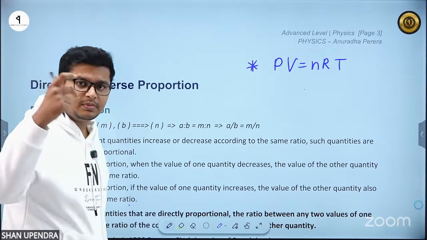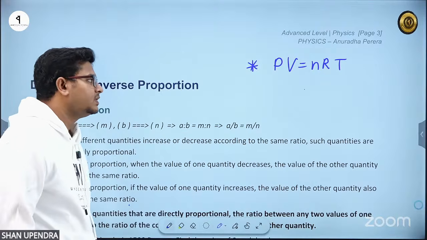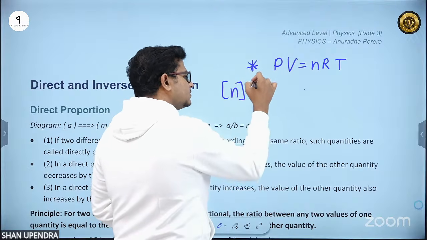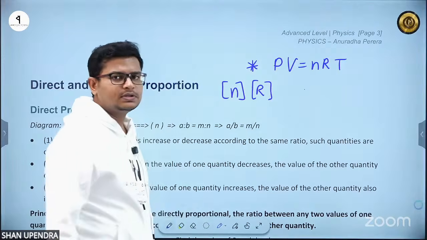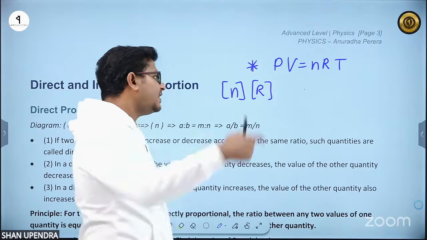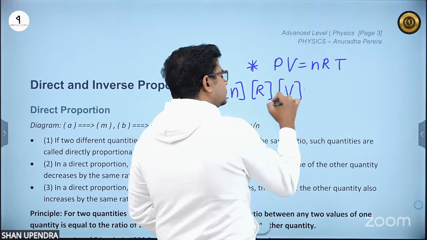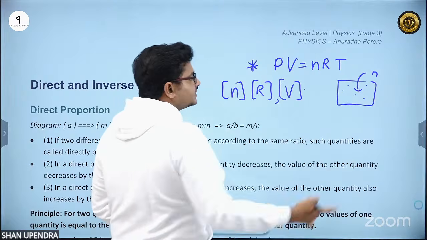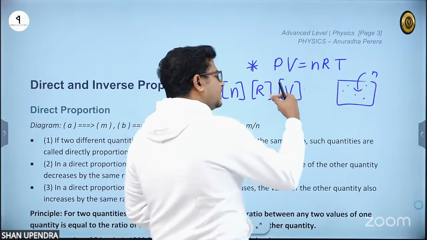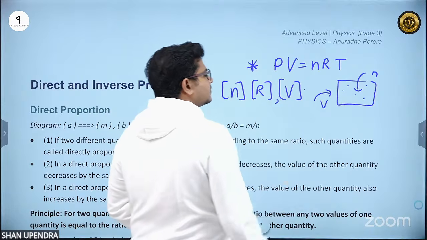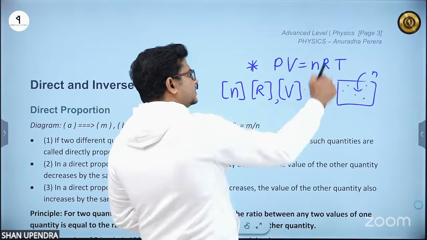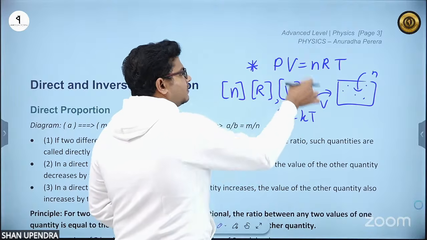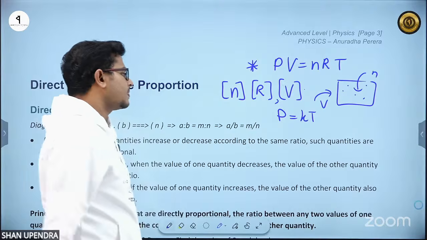Let's take the same gas sample: we know n is a constant. R is anyway a constant, and let's take volume also constant. There is a system with a number of moles of gas, n is a constant, R is a constant, and V is also constant. If you identify these things are constant, we can simply write P equals K into T, where K is a constant.